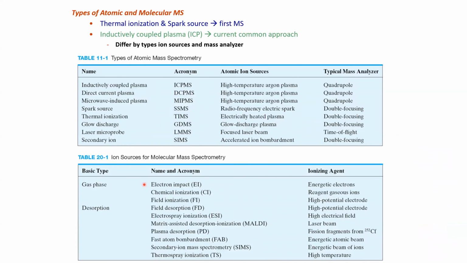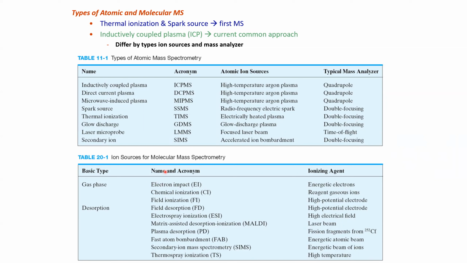So, types of atomic and molecular mass spectroscopy. We have thermal ionization and spark source, which is the first type of mass spectrometry. And then we have inductively coupled plasma, ICP. This is the current common approach, because as we saw in atomic spectroscopy, ICP produces a very high flame temperature, which is very stable and very good at atomizing samples.